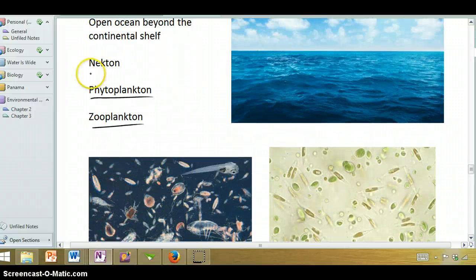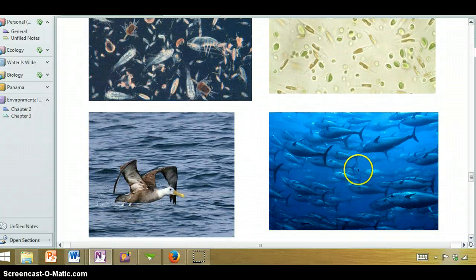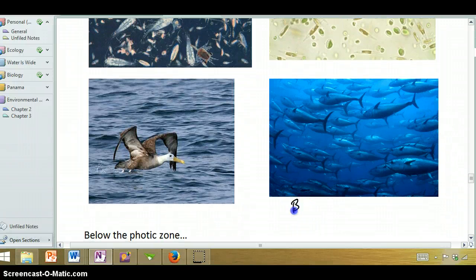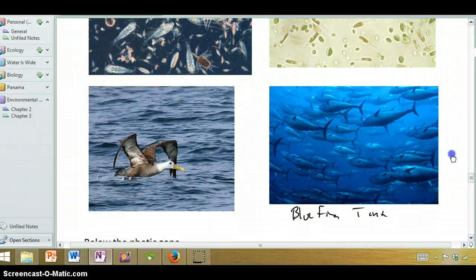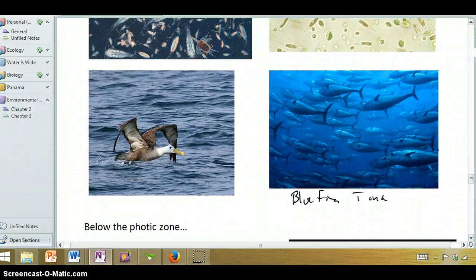Then we also have what's called the nekton, and the nekton are the swimming animals in the pelagic zone, the powerful swimmers. And here we have bluefin tuna, this relatively large fish, a predator of the open oceans, also prized as sushi, particularly by the Japanese. Bluefin tuna populations have decreased significantly because of their value.